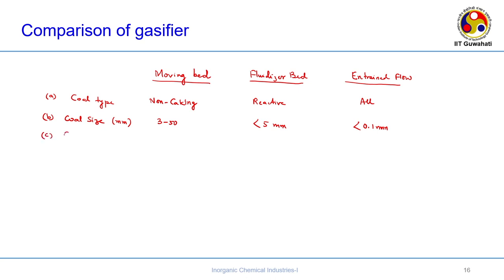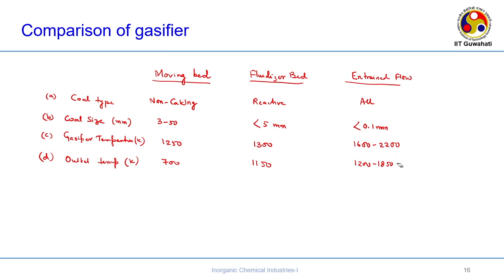Then comes an important one, the gasifier temperature. Obviously, this is very easy for you to answer, because as I told you, it will be the lowest, in Kelvin, for the gasifier exit temperature. So, it will be lowest for this, close to 1250 Kelvin. It will be around 1300 roughly on average, while this will be pretty high, ranging from 1600 to 2200. Okay. Then another important aspect we have to see is the outlet temperature. So, this is the temperature inside, and the outlet temperature is cooled a bit, so it is 700 Kelvin. Again the trend is similar, 1115 Kelvin and then you have 1200 to 1850 Kelvin. So, there are two things, one is the temperature inside the gasifier, and the other is the outlet temperature. Outlet temperature obviously will be least in moving bed because of the counter current nature.